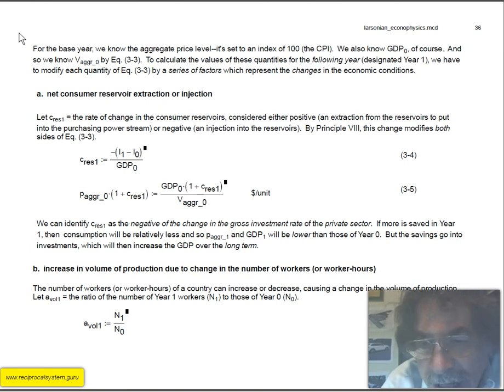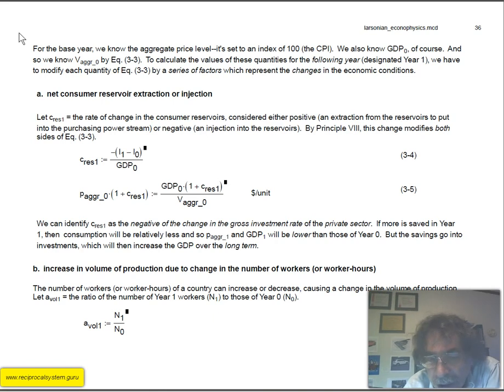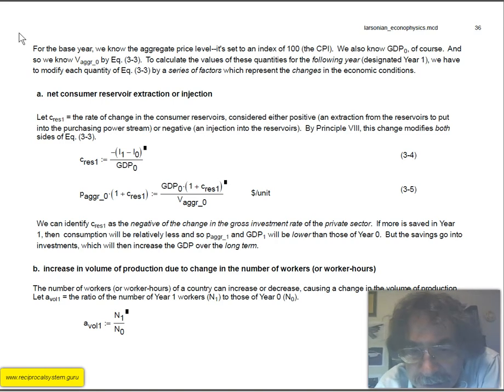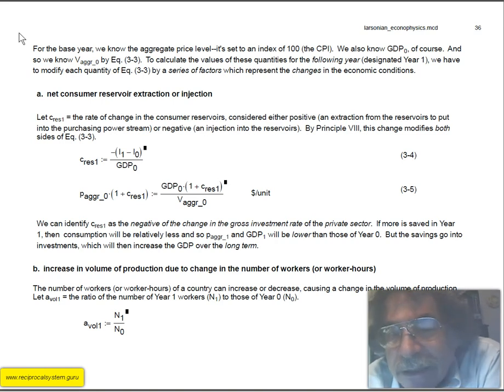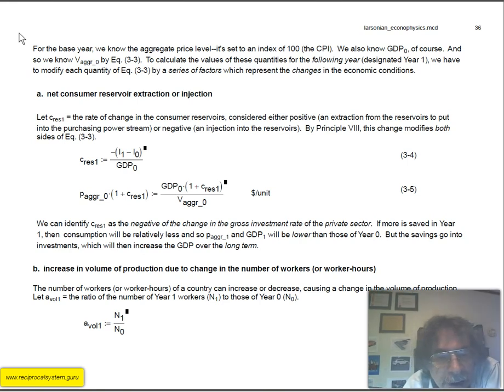So then we now get P sub aggregate 0 times 1 plus C res 1 equals GDP sub 0 times 1 plus C res 1 divided by V sub aggregate 0. And that's in, of course, dollars per unit. We're dealing with nominal values here. We can identify C res 1 as the negative of the change in the gross investment rate of the private sector.